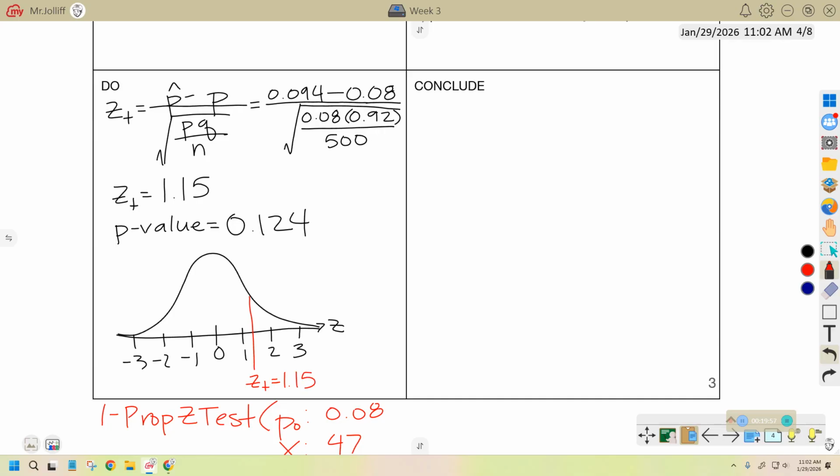And in order to shade the correct part that represents my p-value, one of two things. One, common sense. I know the whole curve is 100%. Which side, left or right, accurately represents about 12%? The answer is the right side, because that's the smaller side. The other way is we look at the alternative hypothesis, shade in the direction of the arrow. Ours was a greater than, points to the right. So I'm shading this way. And that should represent that 12.4%.